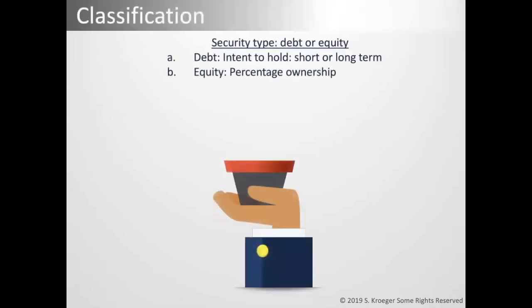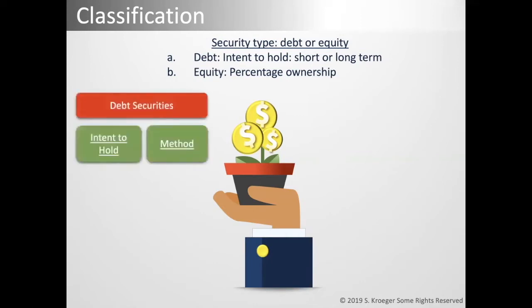This next topic is on fair value reporting for these investments. But first, we are going to do an overview of all the reporting methods. In order to determine the reporting method, we need to know if it's a debt or equity security. For debt securities, we need to know the holding intent, whether it's short or long term. For equity securities, we need to know the percent ownership, which means how much of the company do we own.